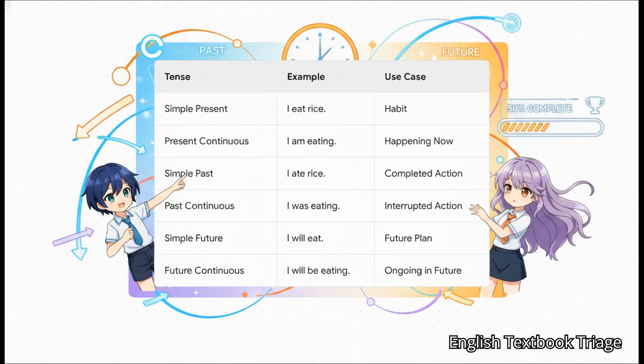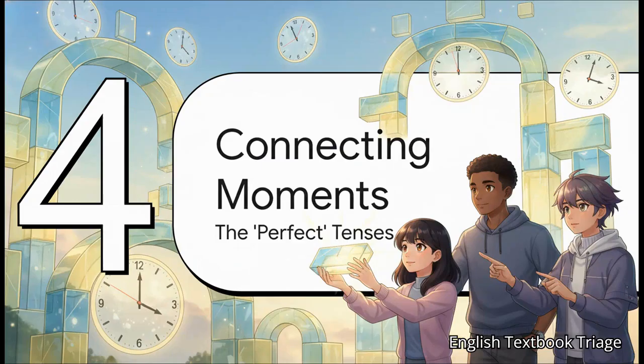You can see the pattern, right? Simple is for finished things and habits. Continuous is for anything in progress. We're already halfway there. All right, let's bring in our other building blocks. This is where we talk about the perfect tenses. These are the really powerful tools we use to connect different points in time and tell more complex stories.